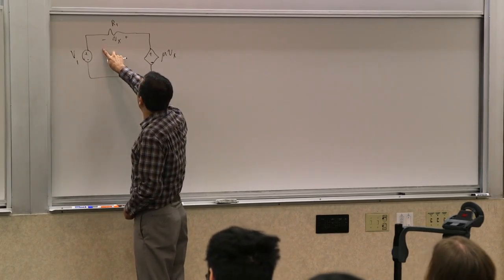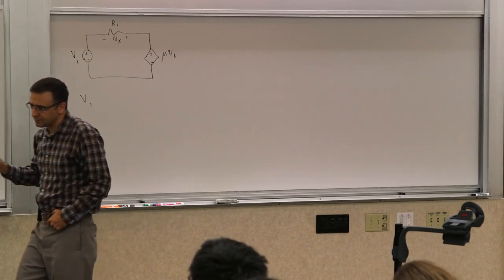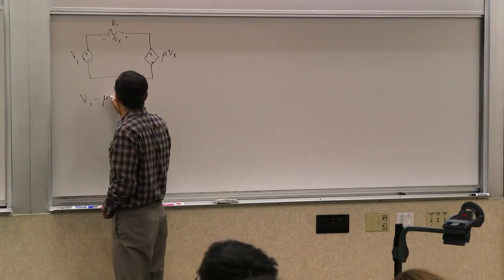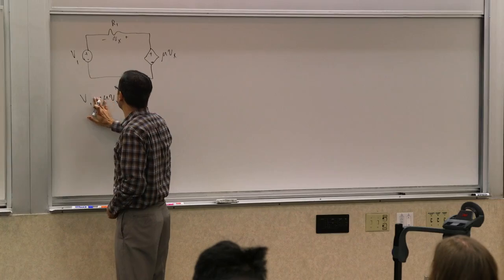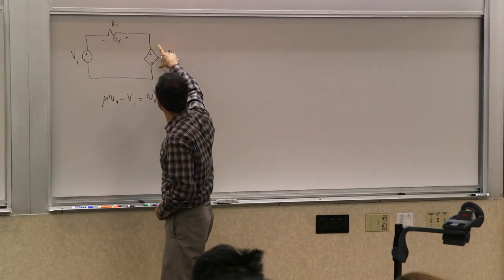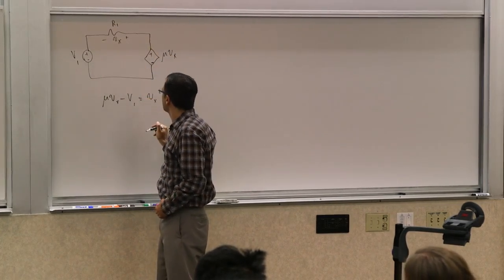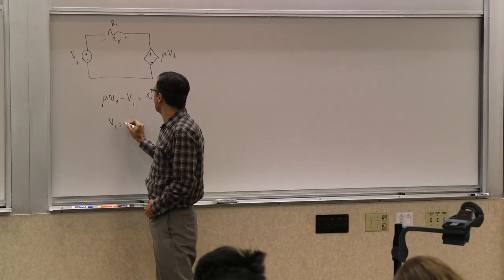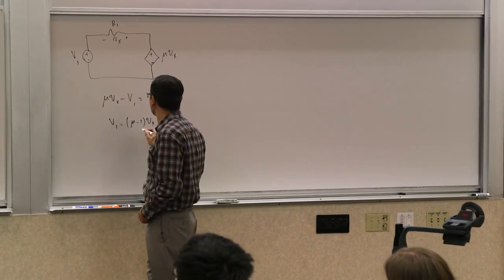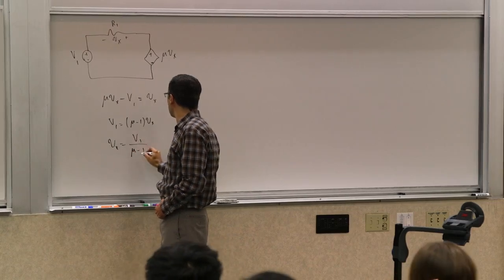So what does it say? If you write KVL, we know V1, right? V1 minus mu Vx is the voltage across this, or the other way around actually. Mu Vx minus V1 is going to be Vx, right? This voltage minus that voltage is this voltage. So I can solve: V1 is equal to (mu minus 1) times Vx, and therefore Vx is going to be V1 over (mu minus 1).